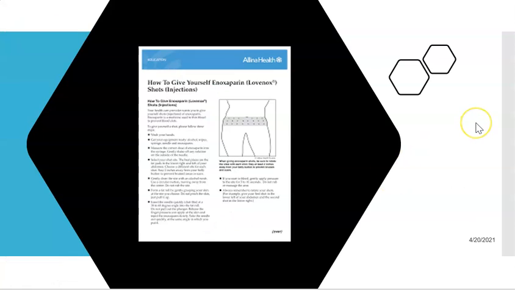With teaching for Lovenox, you want to make sure that you're telling your patients how to give it. You're going to give it in the love handles, and you really want to tell them that it could increase bleeding. So they need to be careful and watch for bleeding. Use a soft toothbrush.